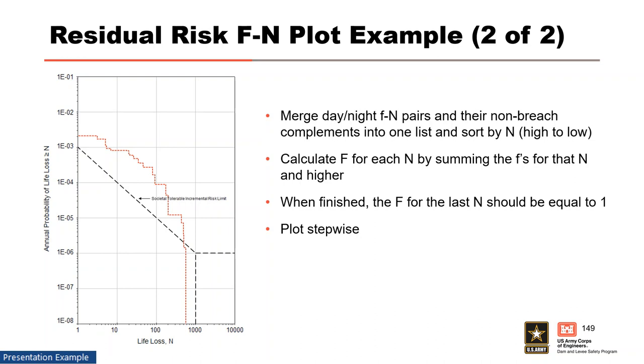Then, once we have both sets of FN pairs, we're going to merge them together into one list and sort them from high to low for N. We will then calculate the cumulative probability the same way we did for the incremental and non-breach big FN plots. The cumulative probability must sum to 1 for the last N value for the residual risk. Lastly, we plot everything stepwise. We extend the top of the curve to the left, all the way to the y-axis, and extend the bottom of the curve down to the x-axis.